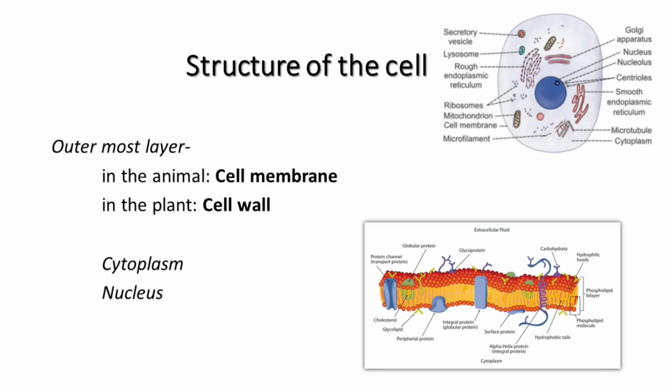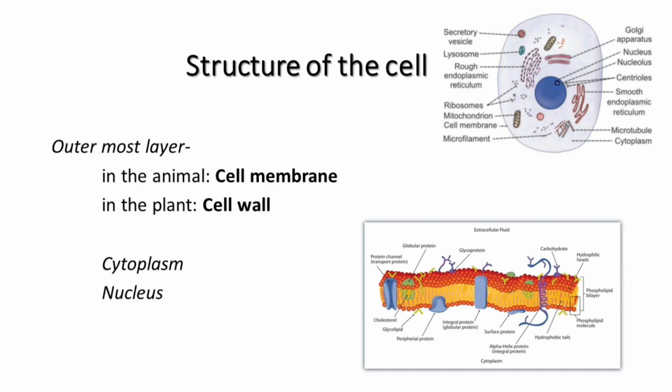Structure of the cell. It has three main components: outer layer, cytoplasm, and nucleus. Cell has two layers in the animal and three layers in the plants. The outermost layer in the animal is the cell membrane, and in the plant, the cell wall.